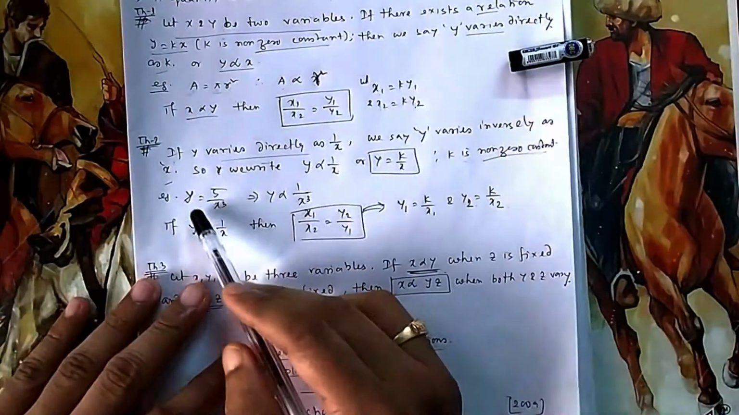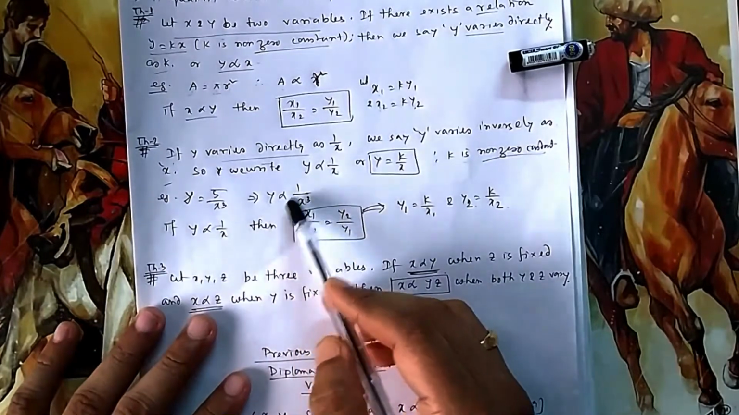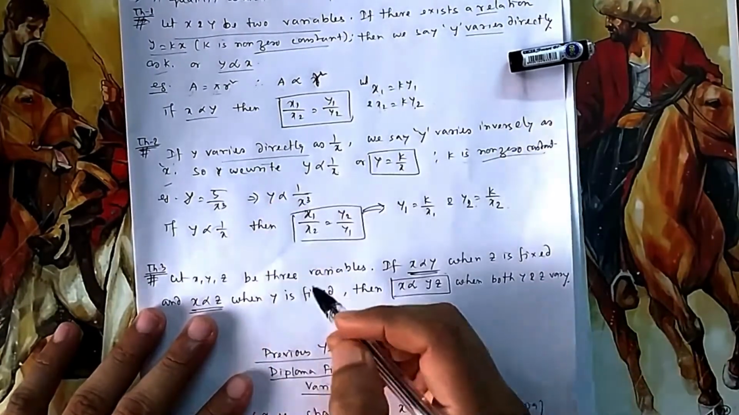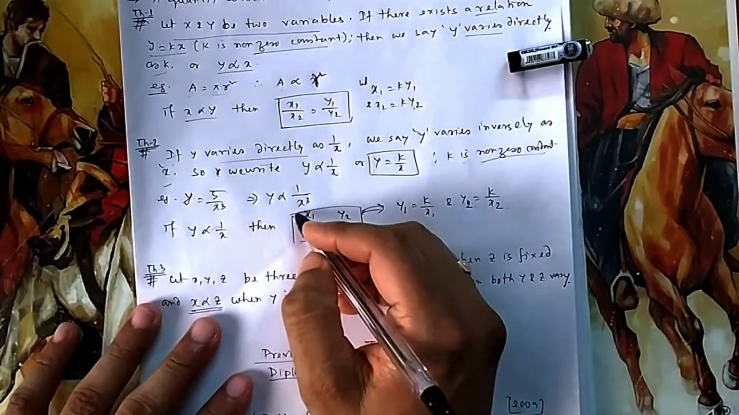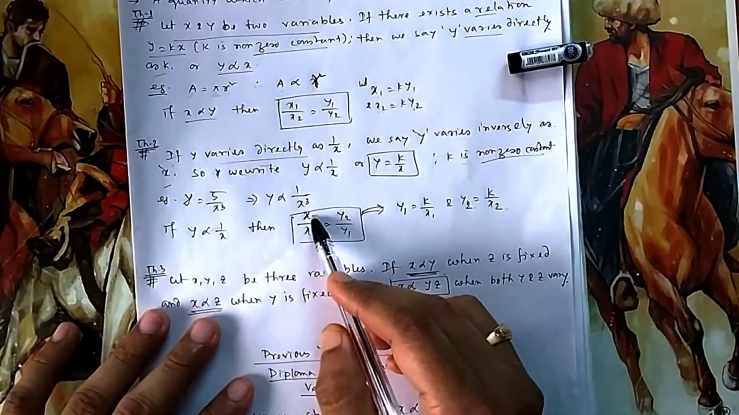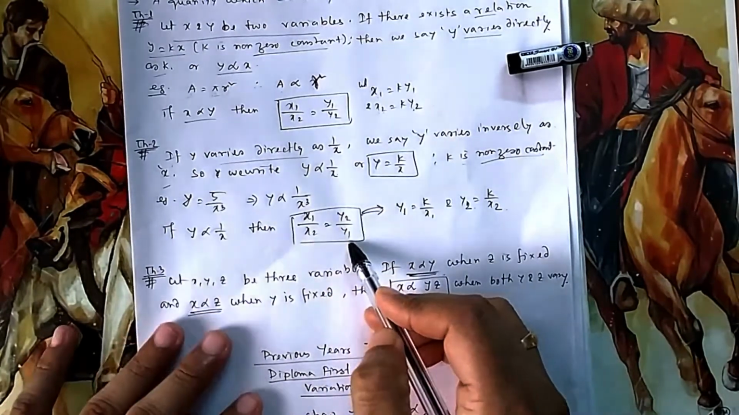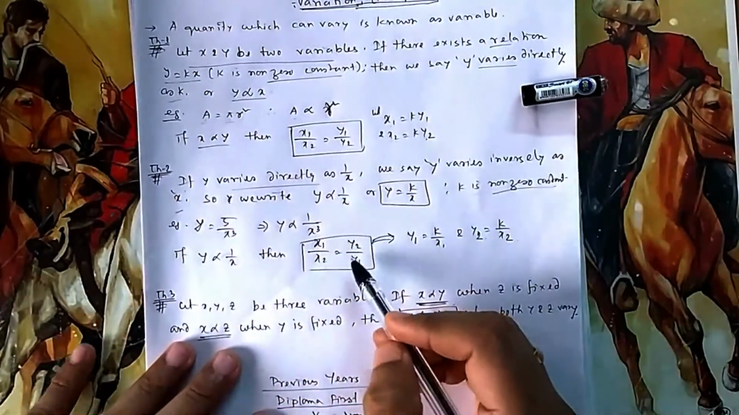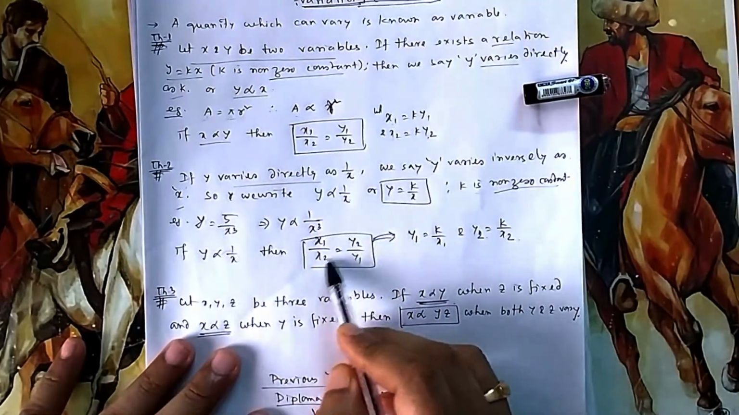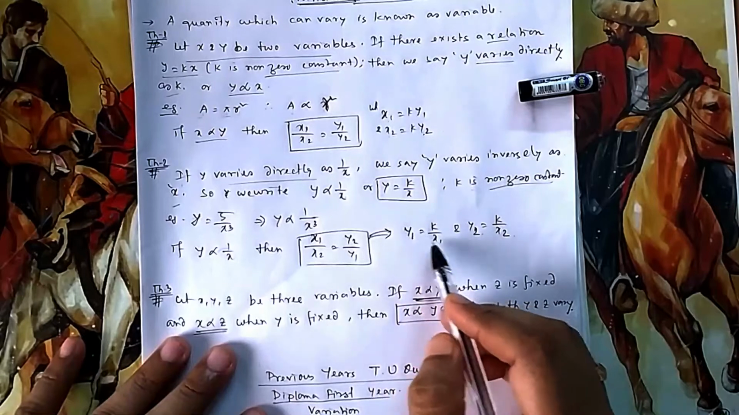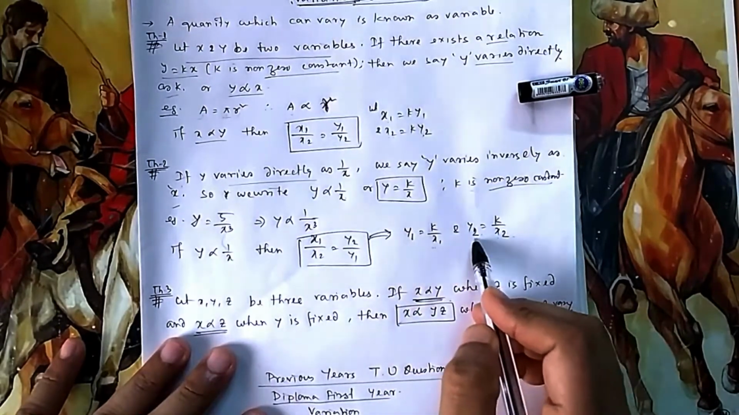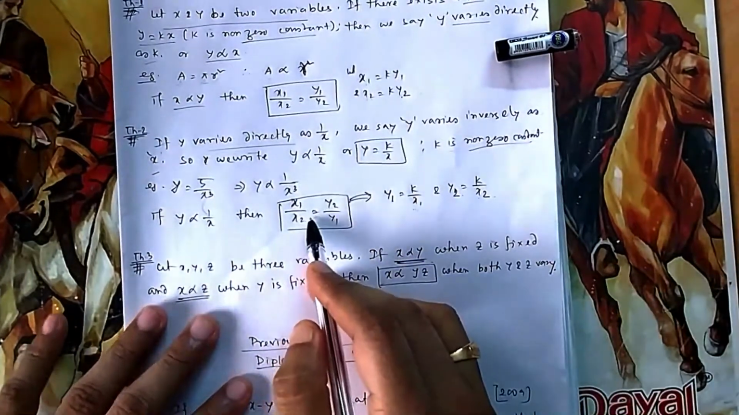For example, if you write y equals 5 by x cube, that means y is directly proportional to 1 by x cube. That means if you increase your x, then y will decrease. If you decrease x, then y will increase. So in this case, we write x1 by x2 is equal to y2 by y1. Here it was y1 y2, but now it is inverted. Again, x1, y1 are corresponding values, and x2, y2 are corresponding values. That means if x becomes x1, then y will be y1. If x becomes x2, then y will be y2. So you can have this relation.